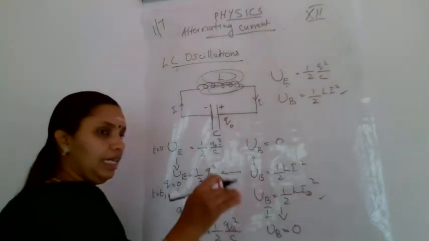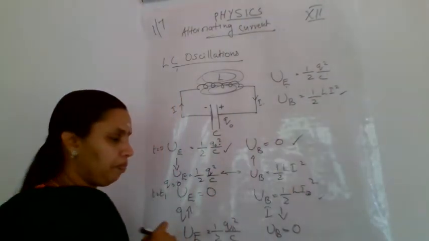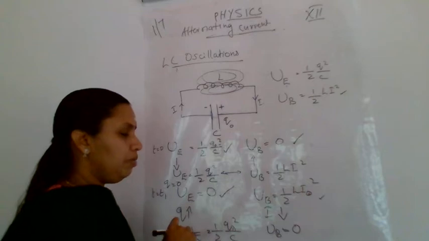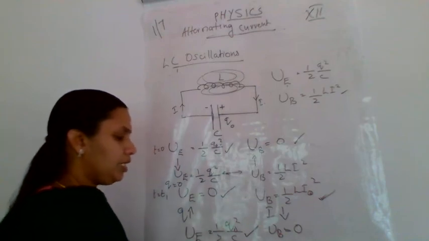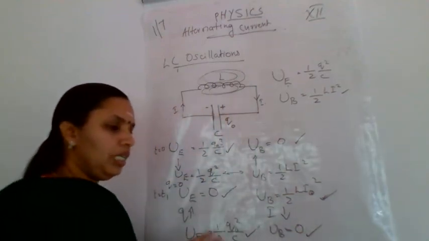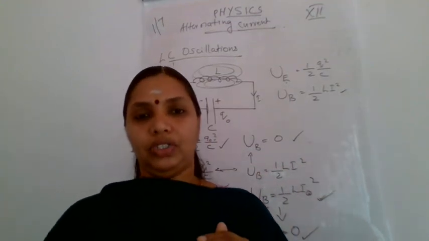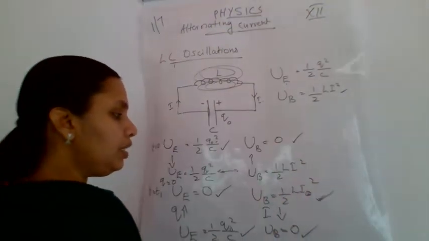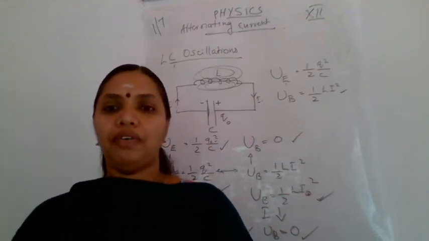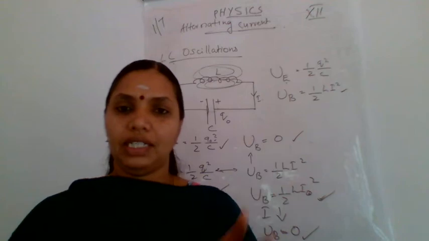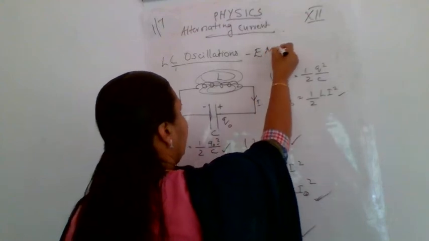So it changes alternately. Initially, electric energy is maximum, magnetic energy is minimum. Then electric energy becomes minimum, magnetic energy becomes maximum. Then again electric energy maximum, magnetic energy minimum. So there is a variation in the electric energy and magnetic energy. This continues. This variation in electric energy and magnetic energy comes out in the form of an oscillation. We call it oscillation or a wave, and such waves are known as electromagnetic waves, EM waves.